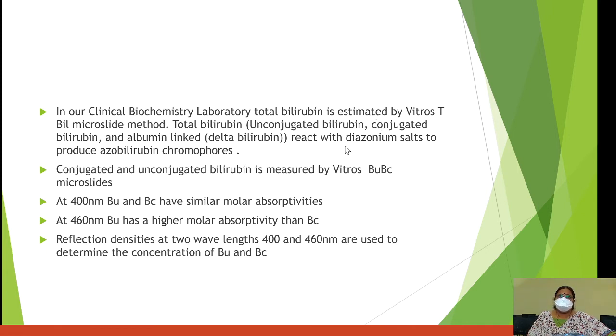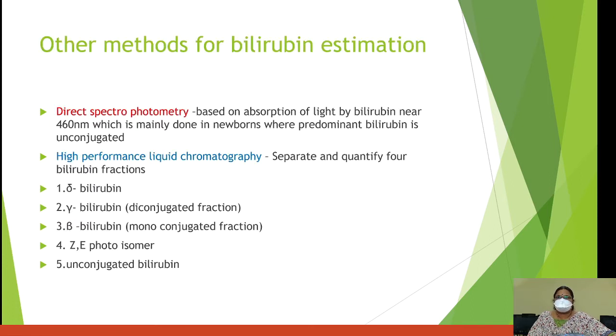Total bilirubin is measured as a modification of the Van den Bergh test, whereas Bu and Bc are measured by the molar absorptivity at 400 and 460 nanometers. So these are two methods for the estimation of bilirubin.